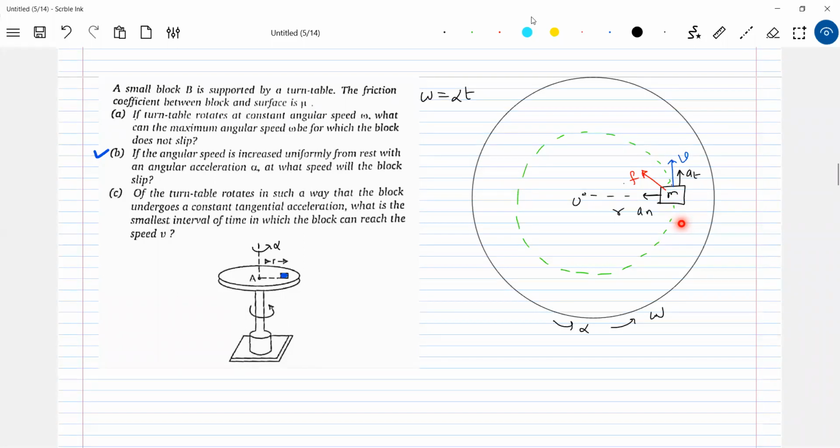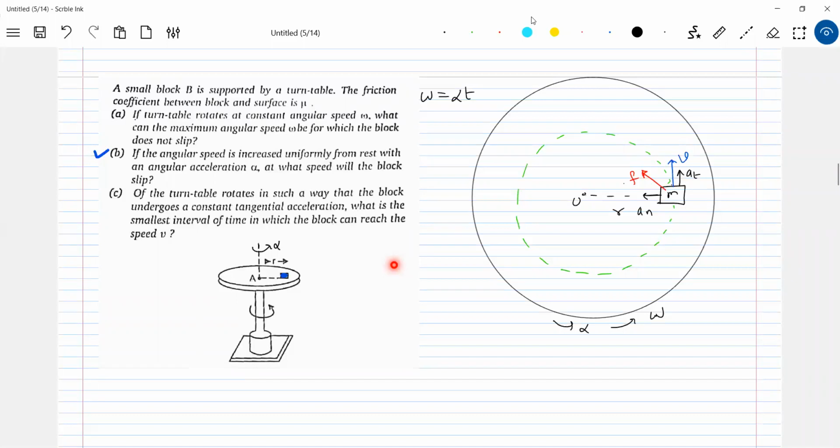Now look at this. The block is on the turntable, no? And it's telling you, look at the thing. At what speed will the block slip? Now what are we doing? We are discussing a situation where the block is not slipping. When it is about to slip, the friction acting will be limiting. Getting the idea? Now shall I say it's like a block upon a block concept.